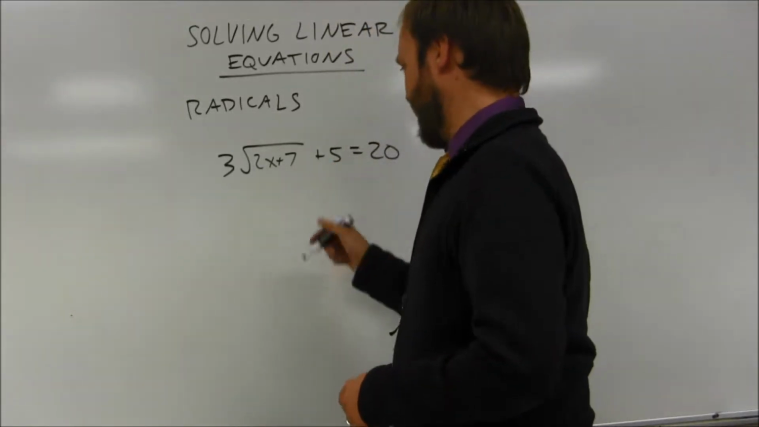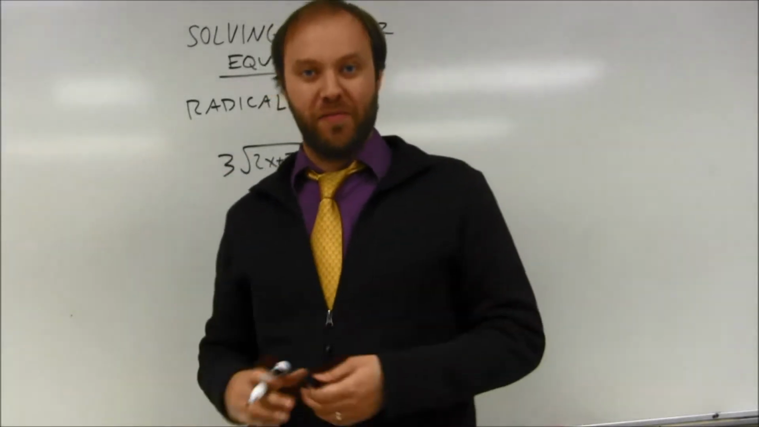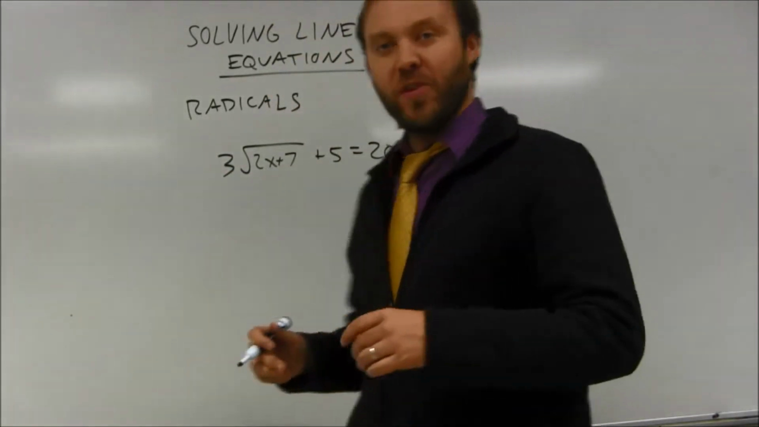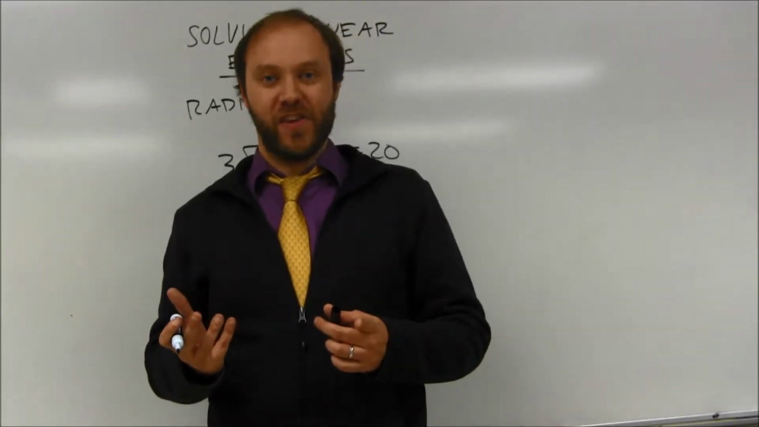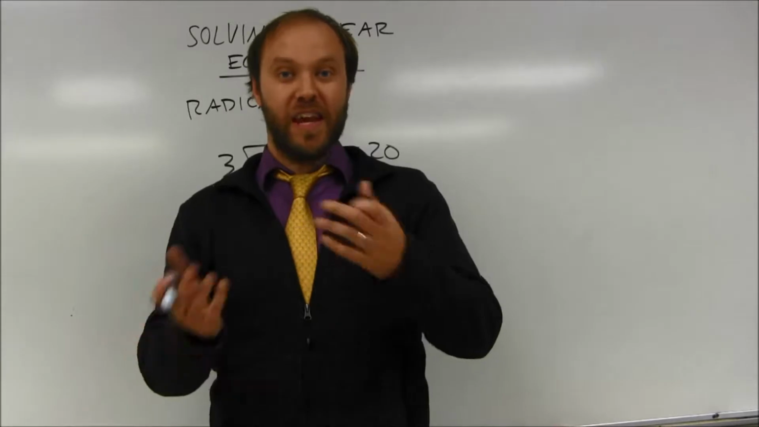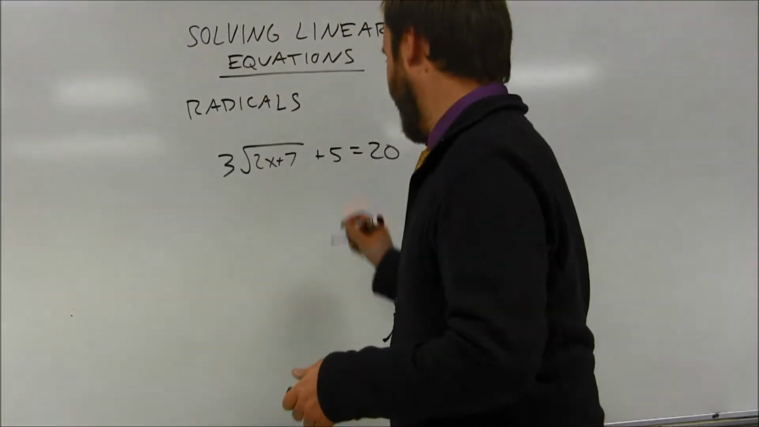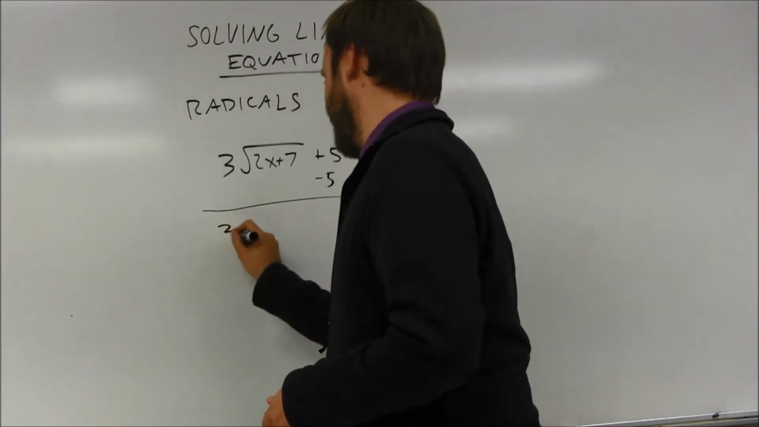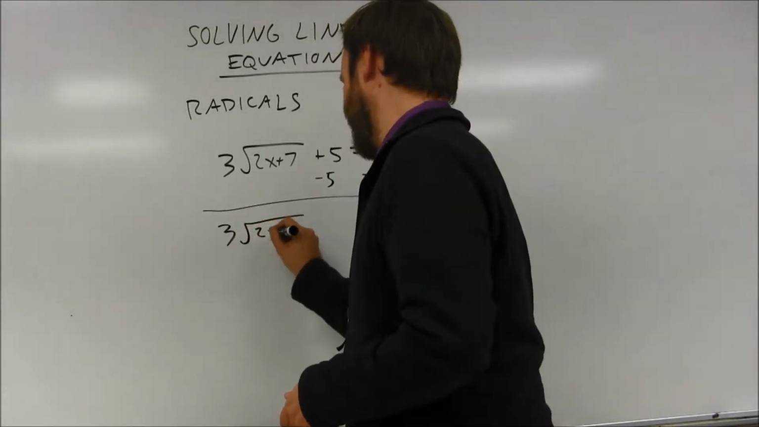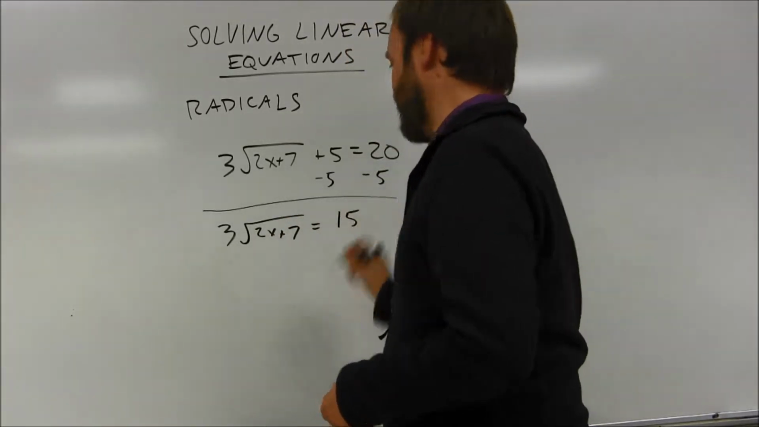So the first thing I can do here, if I've got anything added, multiplied, that sort of thing, I need to strip all that away from the radical. Remember that when you're solving an equation, you're really moving backwards through the order of operations. So you're going to take care of addition or subtraction first, as long as it's not inside parentheses. So I'm going to subtract 5 from both sides, and I've got 3 times radical 2x plus 7 is equal to just 15 now.